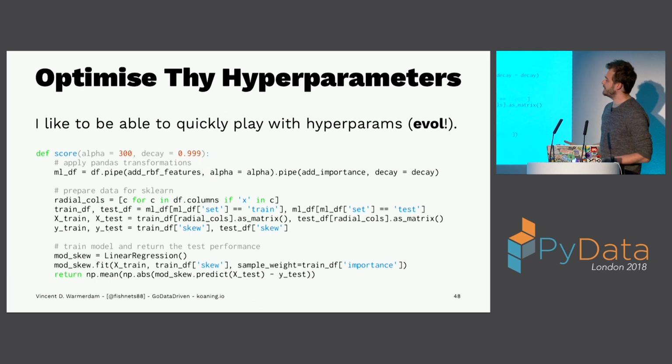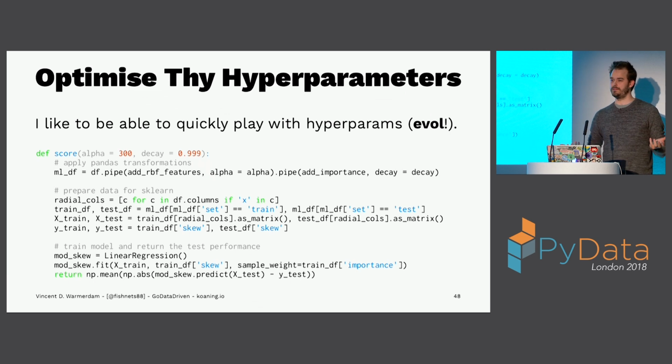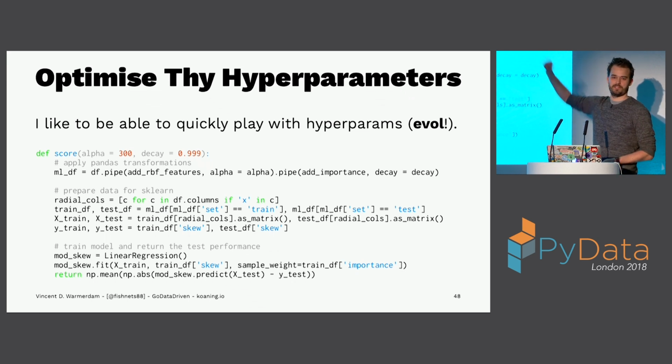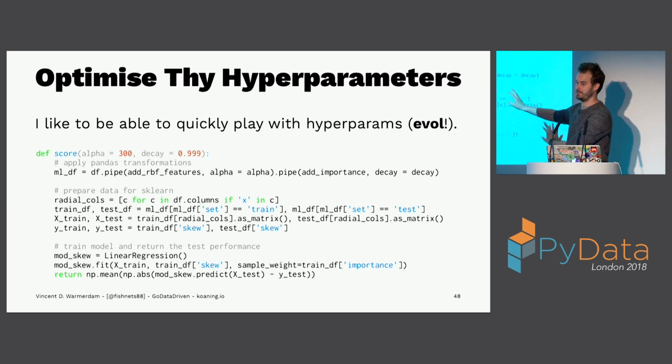But at least for me, what I really like, there's these pipelines in scikit-learn, and they work very well. But part of the stuff that I'm doing here is in pandas. And you cannot really put all the pandas operations in these scikit-learn pipelines perfectly yet. So what I just do is I just make this one function that has all the hyperparameters as function inputs. And then I have a library called evol that I really like to play with. It does evolutionary algorithms, and it's good enough for my hyperparameter tuning in general. Do whatever you will, but keep it simple. That's the whole point.